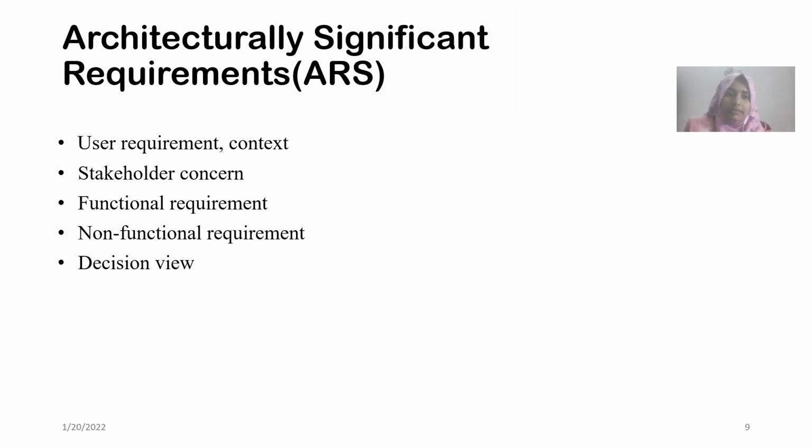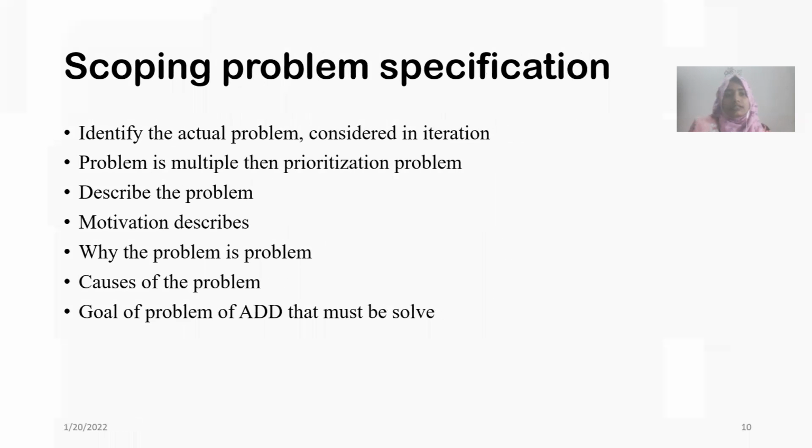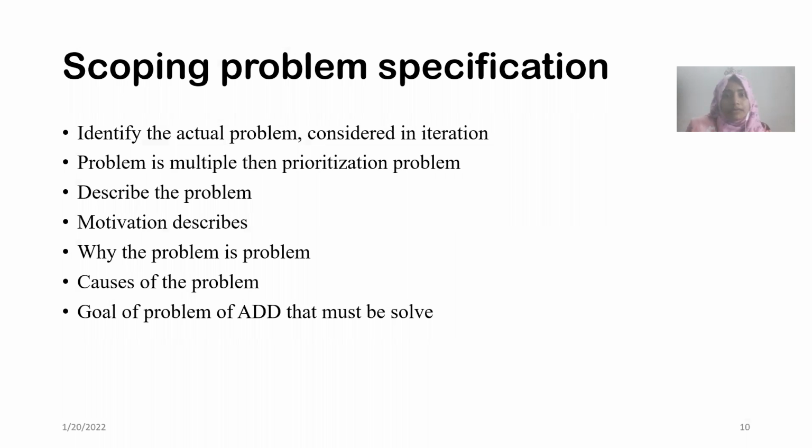First of all, architecturally significant requirements. It may be user requirements, stakeholder concerns, functional requirements, non-functional requirements, all the list of the requirements and the decision view. The second step is scoping and problem specification. At first, you identify the actual problem considered in the iteration. When the problem is multiple, then we prioritize the problems: which problem has the most priority, which has less priority. Then describe the problem, motivation, description. Then why the problem is a problem. We find out this answer and the causes of this problem, and the goal of the problem to ADD that must be solved.